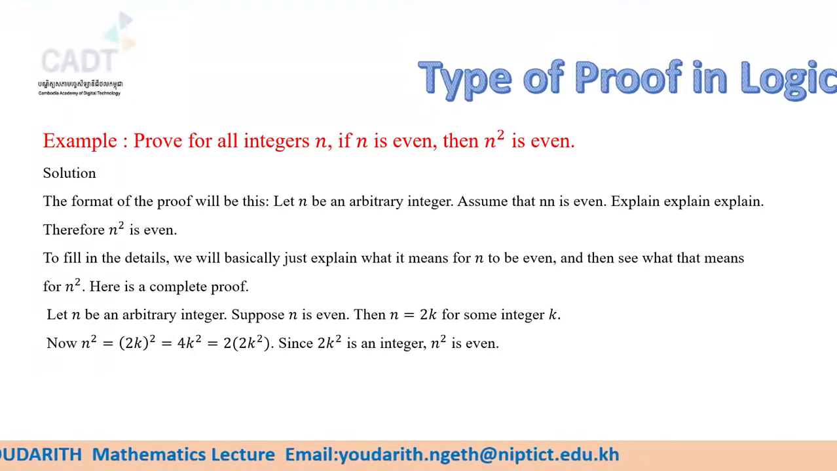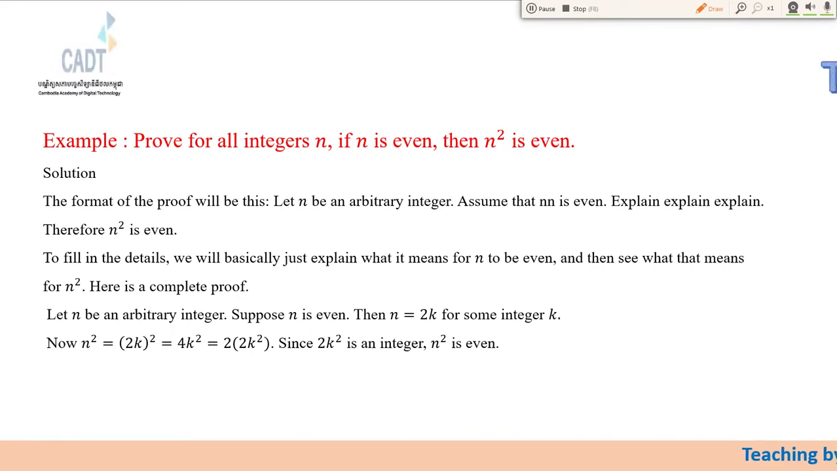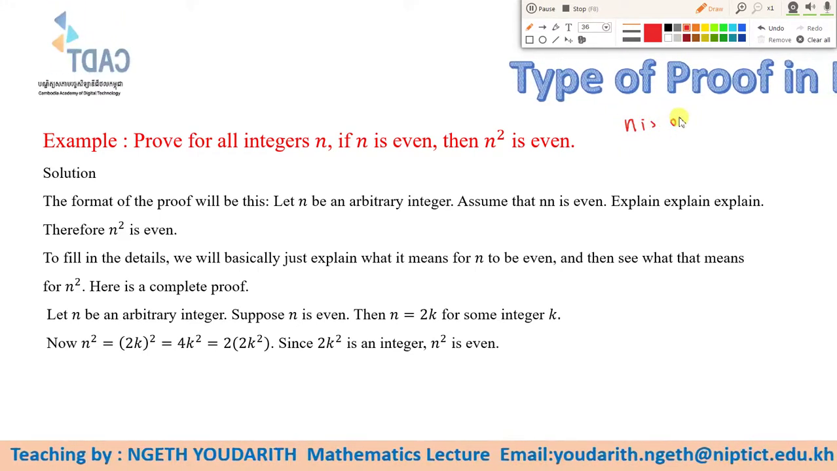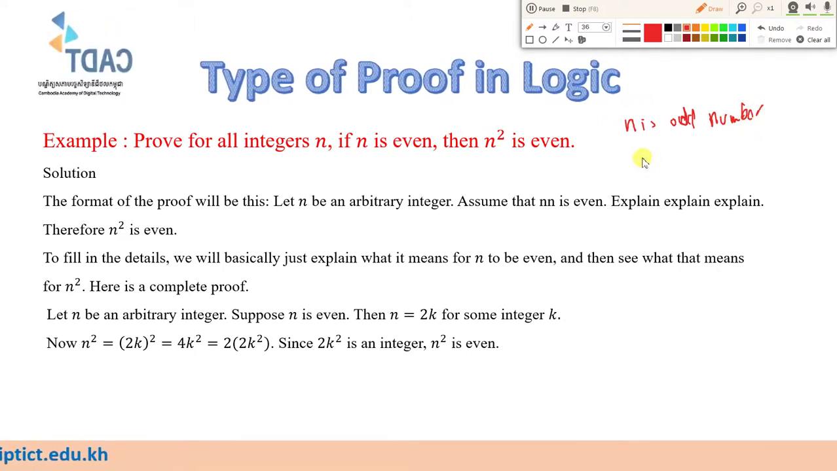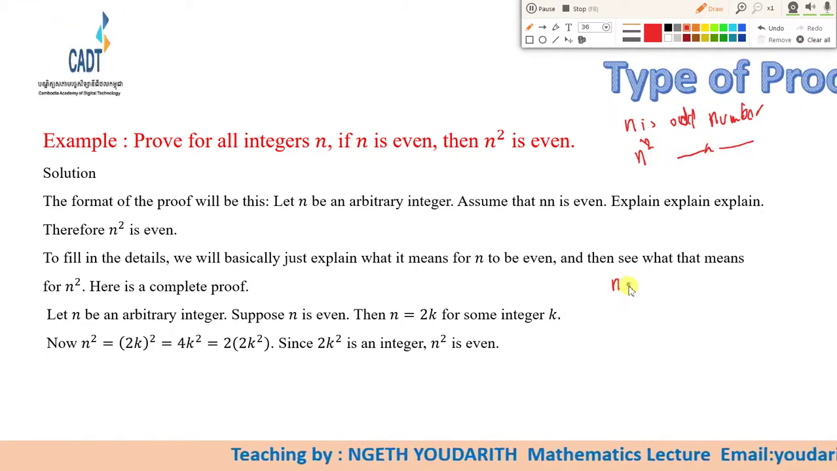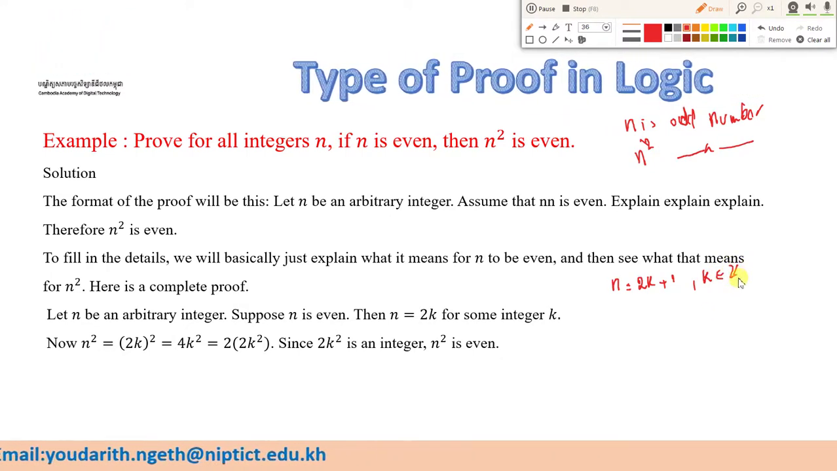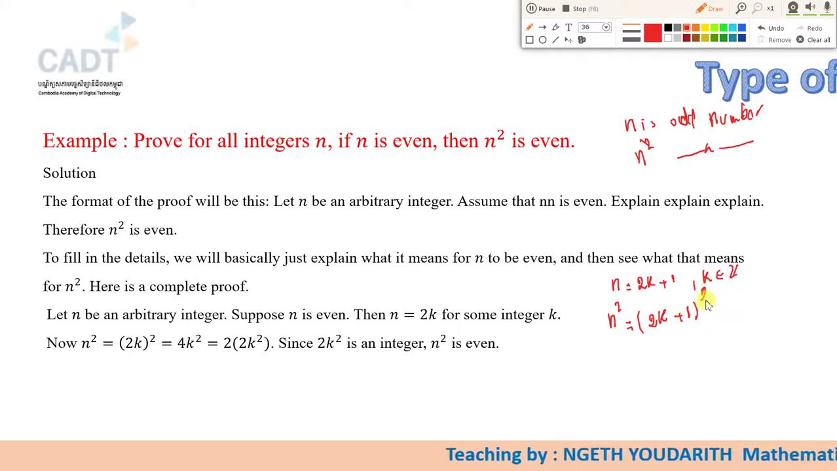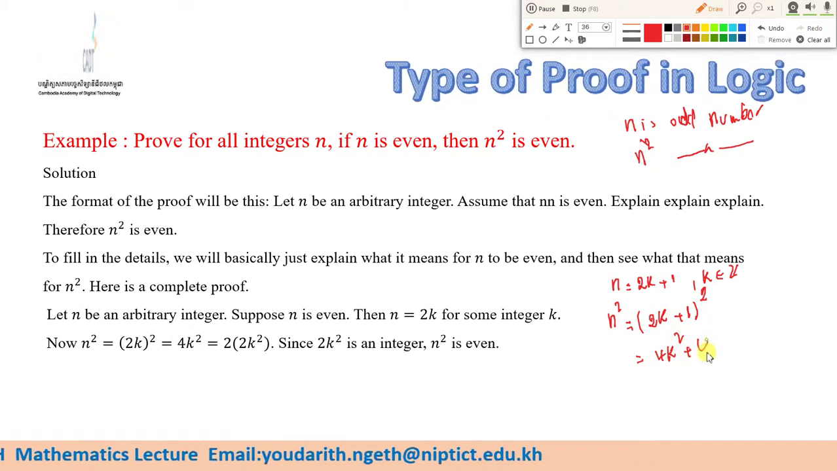So we should solve it by contrapositive. And here is another example. If n is an odd number, then n squared is an odd number also. So we can let the odd number n be 2k plus 1, where k belongs to Z, an integer number. So we get n squared is equal to (2k plus 1) squared. So we get 4k squared plus 4k plus 1.